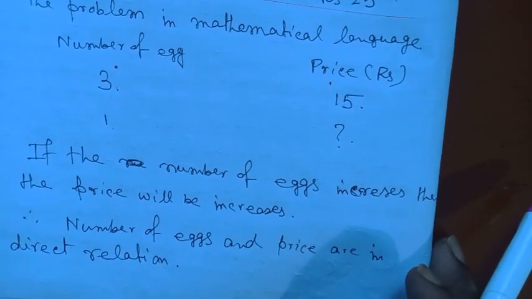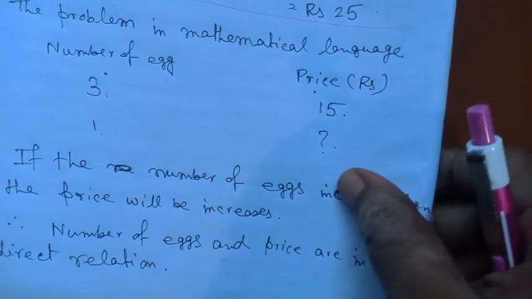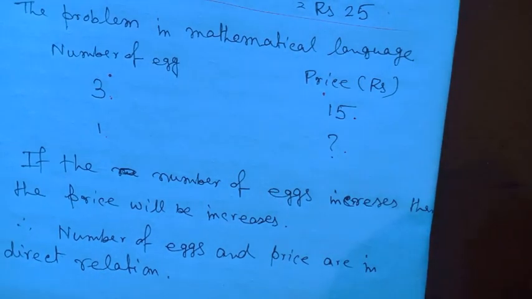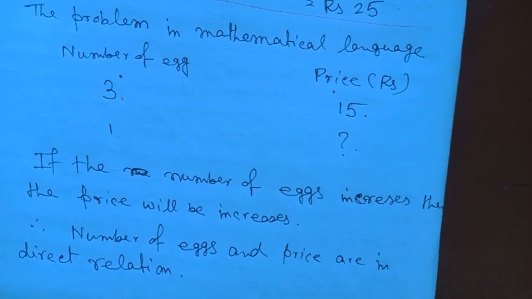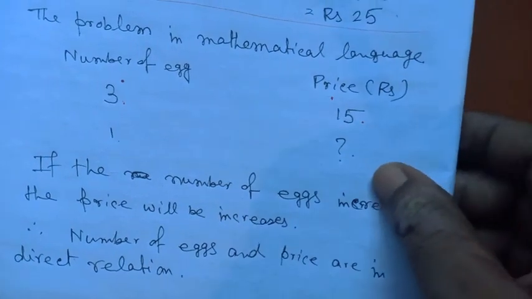Number of eggs and price are in direct relation. Okay. So direct relation, what is direct relation? If two quantities, one increases, then the other also increases, then these two quantities are in direct relation. Or in other words, if one quantity decreases, then the other quantity also decreases, then these two quantities are in direct relation. Inverse relation will be discussed later on, obviously.